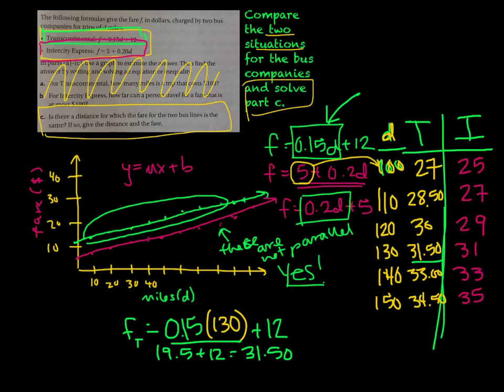So there we go, we have the table filled in, and if we look at this table, we have Intercity Express, which is increasing by $2 every 10 miles. And if we look at this, we end up seeing that at 140 miles, that's where both of the tables end up getting us the same value. So yes, our answer, they do meet, and they end up being the same at 140 miles.